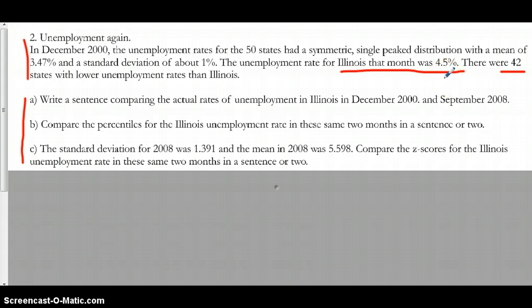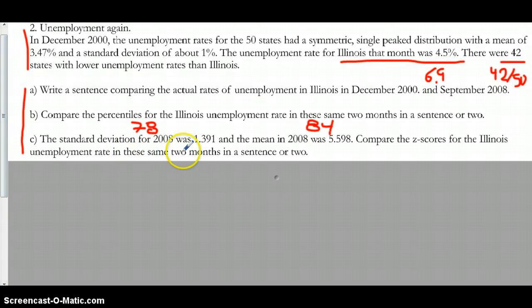So writing a sentence to compare the actual rates, clearly right here, Illinois had a lower unemployment rate in 2000 than it did in 2008. 2008's unemployment rate, remember, was 6.9. So clearly lower. Comparing percentiles, as we recall from the problem we just did earlier, we were in the 78th percentile in 2008. But here, if there are 42 states with a lower unemployment rate than Illinois in 2000, 42 out of 50, that's 84%. So in 2000, Illinois was in the 84th percentile, which means 84% of the states had a lower unemployment than Illinois in 2000.